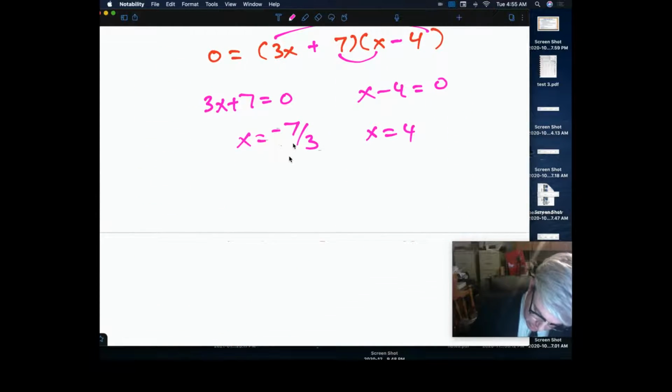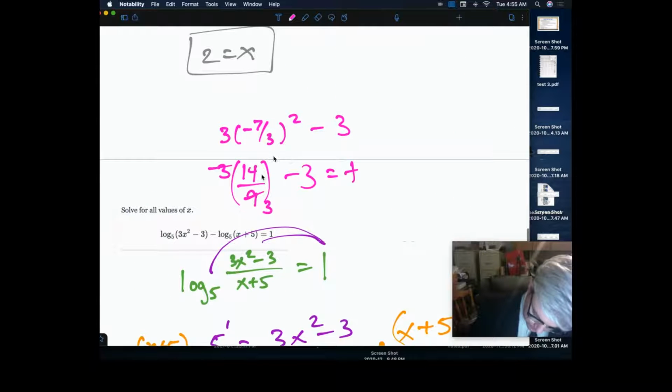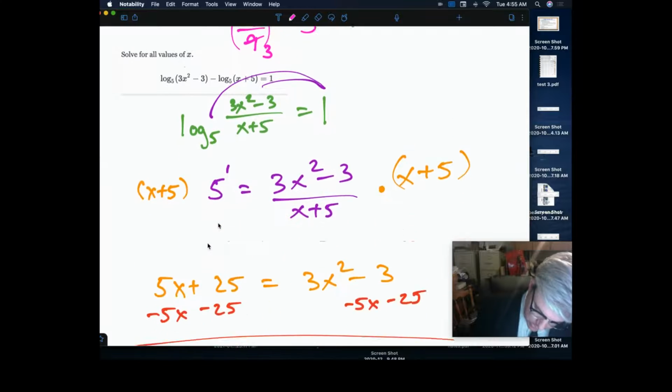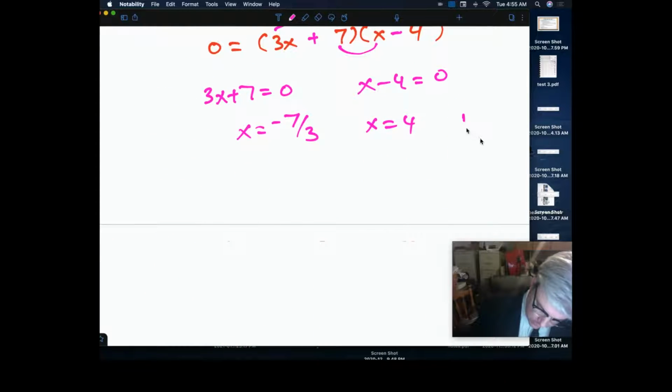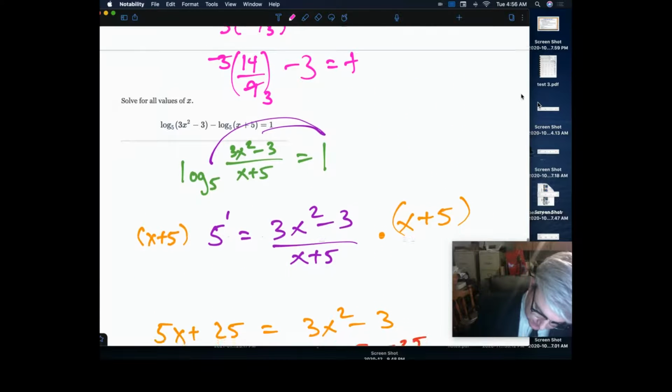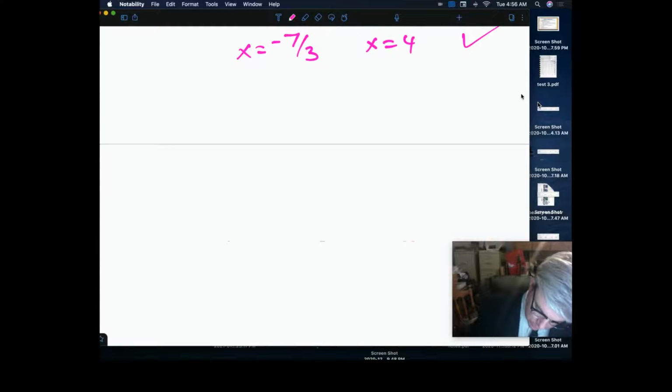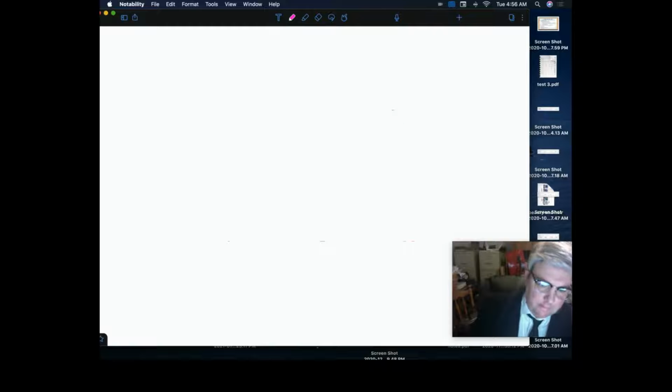You still always want to check. Now let's check out the 4. If I have 4 squared is 16 times 3, we're okay. So both of these values are valid, and they're okay. But you have to check always at the end to make sure you're okay. That's how they try to trick you. Okay.